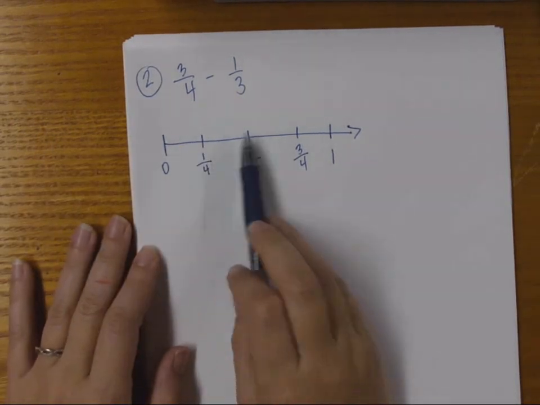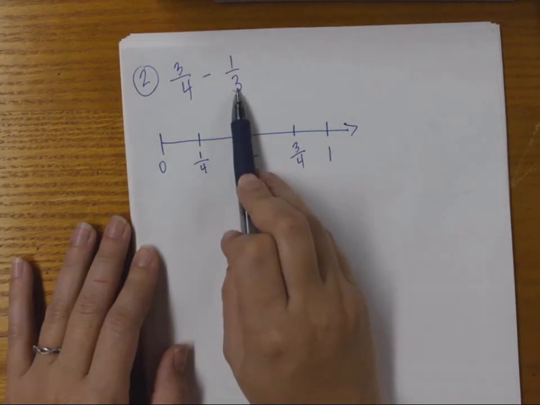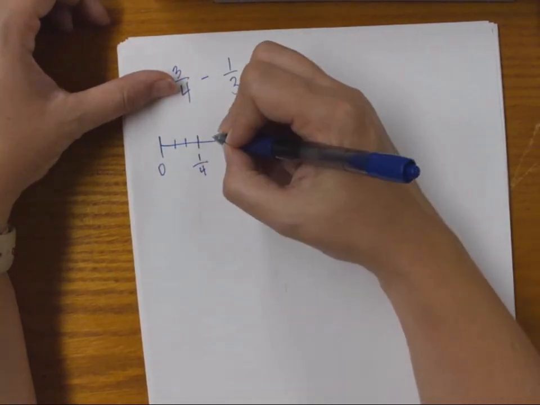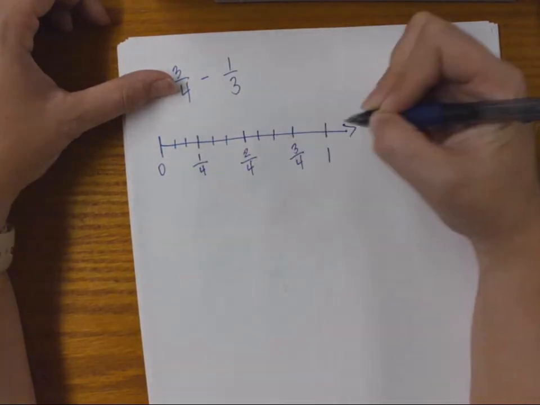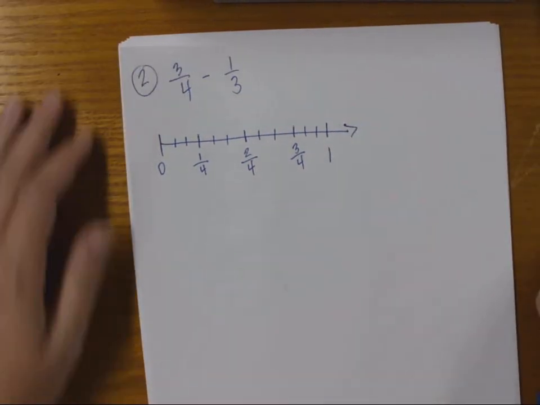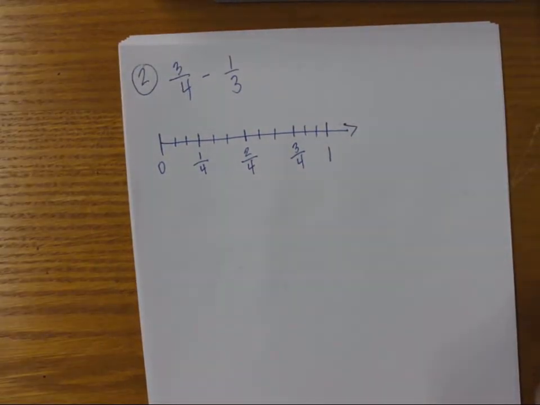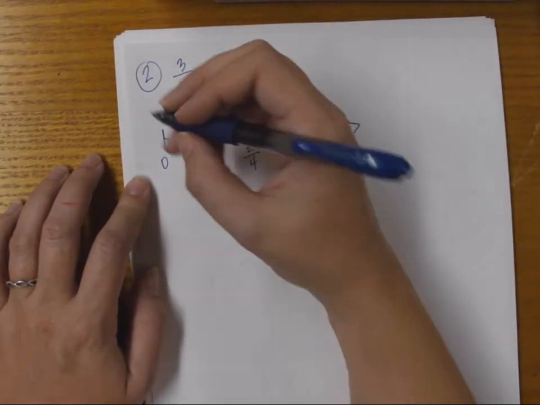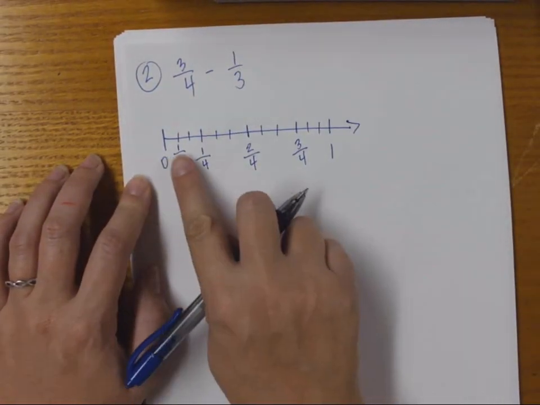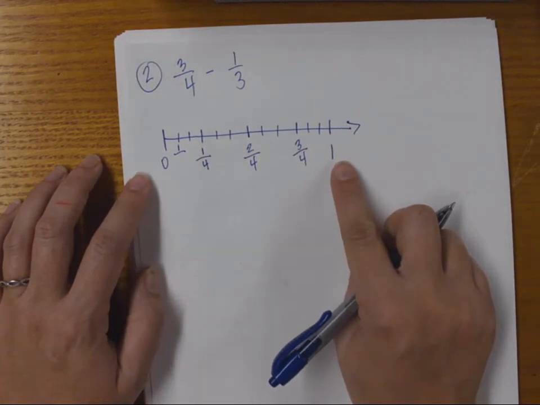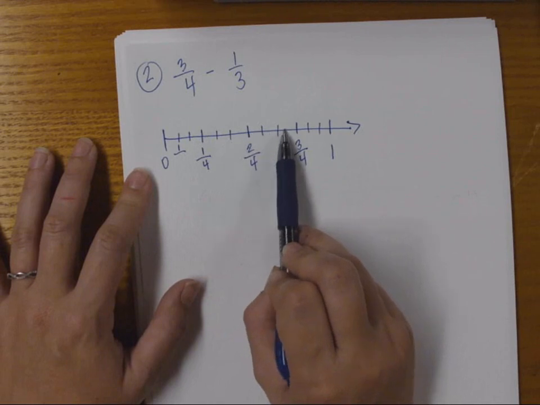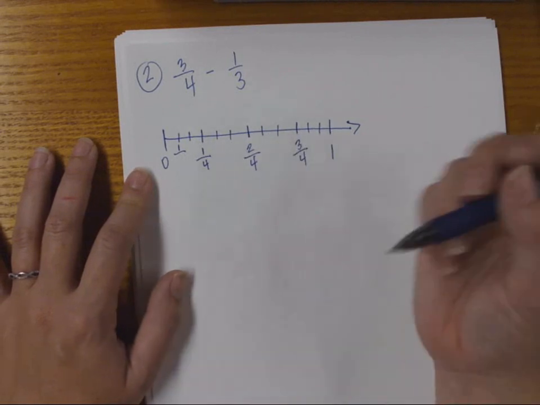Now, each individual piece I need to split into thirds. Okay, and I got the 3 because that's the other denominator. So here, I need to split this into thirds, split this into thirds, this into thirds, this into thirds. Now I need to name my pieces. This piece right here, it is 1 piece out of how many pieces make your whole? How many go up to 1? Well, there's 1, 2, 3, 4, 5, 6, 7, 8, 9, 10, 11, 12 pieces that make the whole.